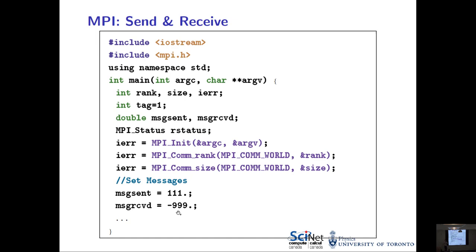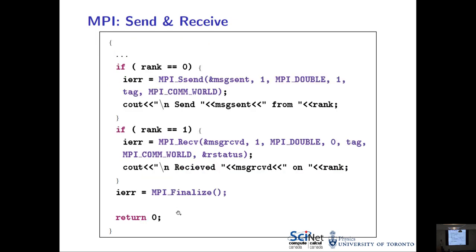In our case, they're just two variables. I'm going to set my message sent to 111. And now my message receive is a temporary location, so I'm going to set it to a number just so that I know when it gets overwritten. I don't have to, but I should. It's just a way of doing bookkeeping, okay? So those are, as I said, just single variables.